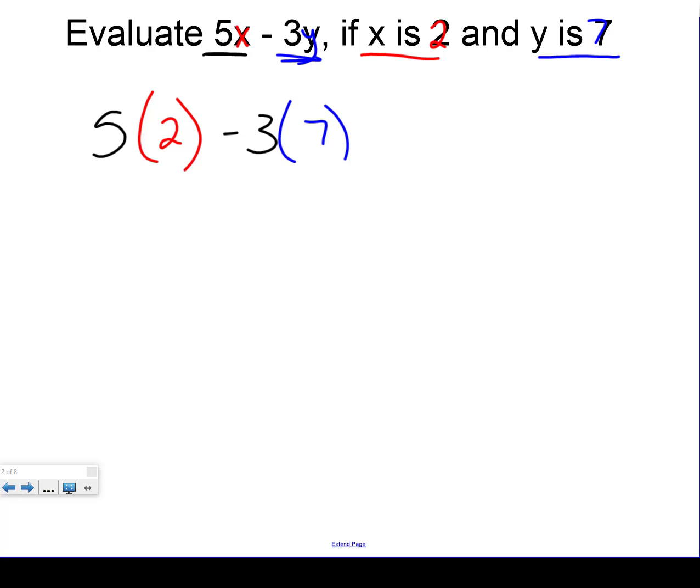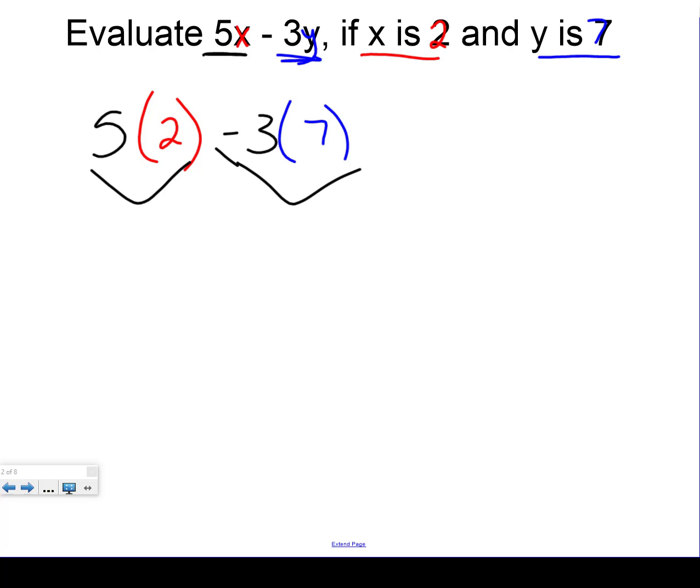There are parentheses, but there's just a 2 inside and a 7 inside. So there's nothing to do inside the parentheses. So we move on from parentheses. The next thing is exponents, and there are no exponents or roots or radicals to solve. So the next thing is multiply and divide. I don't see any division, but I do see multiplication here and here.